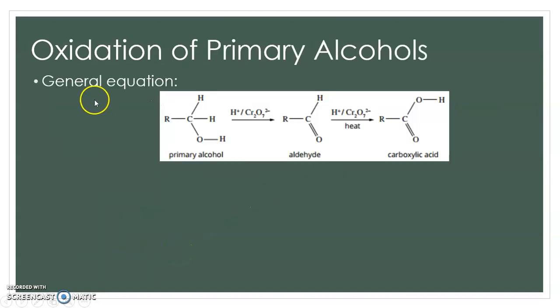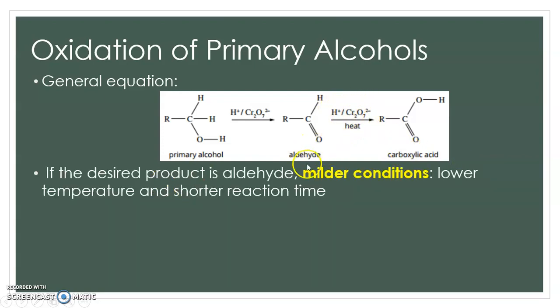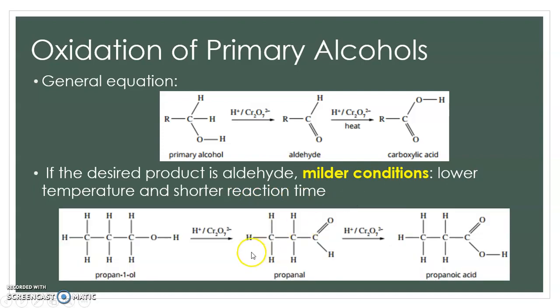Okay. So oxidation of primary alcohols, the general equation looks like this. You have the end of the chain being oxidized by acidified dichromate to aldehyde first, and then going to carboxylic acid. It can go straight through if you have a really higher temperature and basically higher concentration of dichromate. If you want the aldehyde in the middle, then you need milder conditions, lower temperature, and a shorter reaction time. So it's sort of like if you want the middle product, you cook it for less time and at a lower temperature.